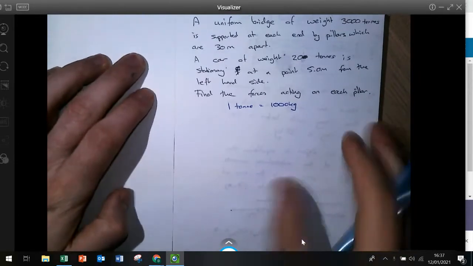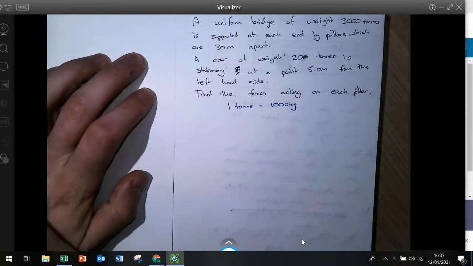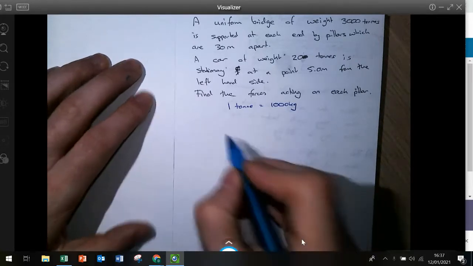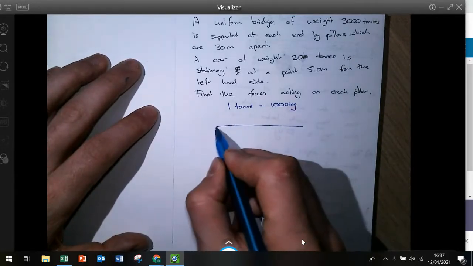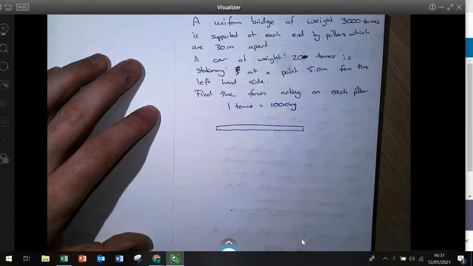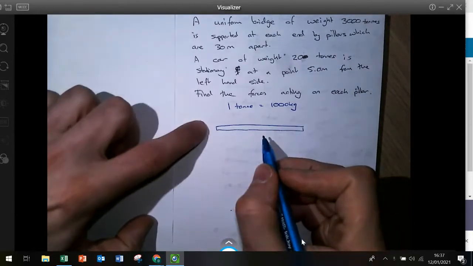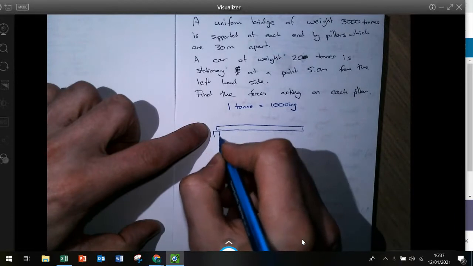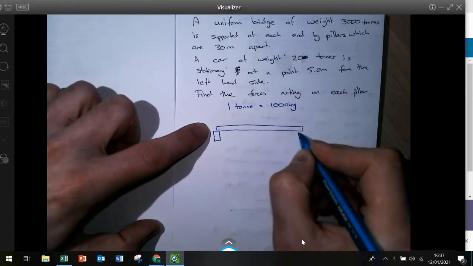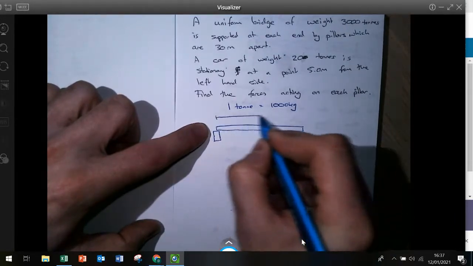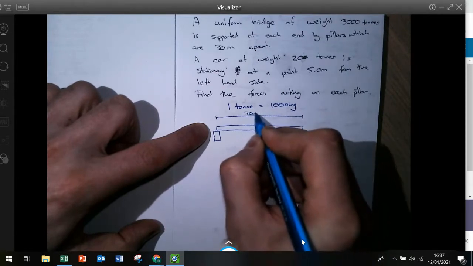Pause the video now and have a go at this question. As always, we should draw a diagram of the situation. Here is our bridge. It's supported by pillars that are 30 meters apart. So the length of the bridge is 30 meters.